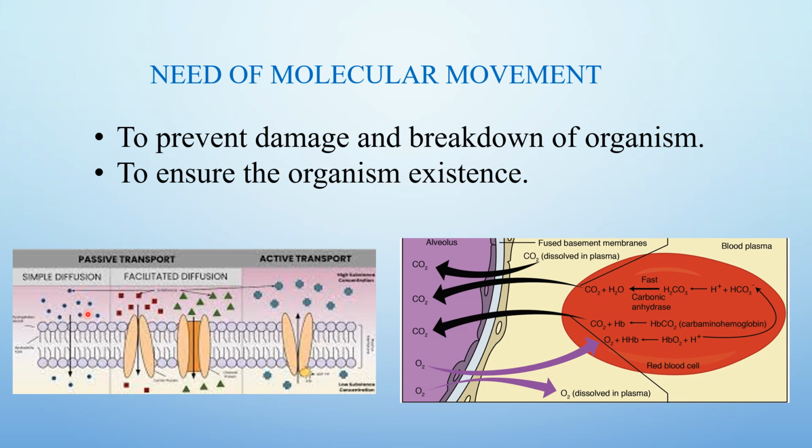Since all structures are made up of molecules, they must move molecules around all the time, in and out, to maintain the balance. For example, during respiration, the gases move across the membrane, with oxygen entering the bloodstream and the carbon dioxide exiting. Through this mechanism, the blood is oxygenated and the carbon dioxide, the waste product of cellular respiration, is removed from the body, and this ensures the organism's existence.